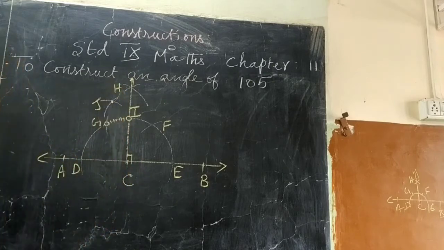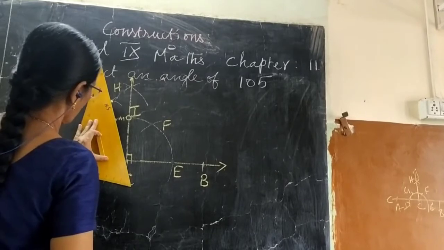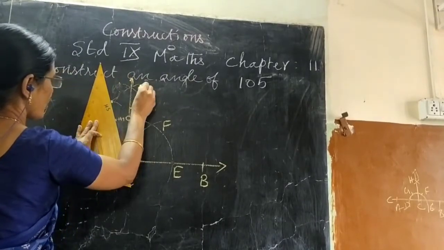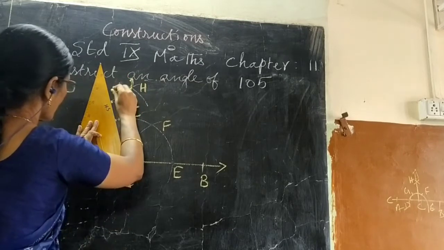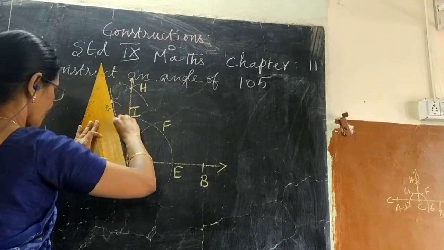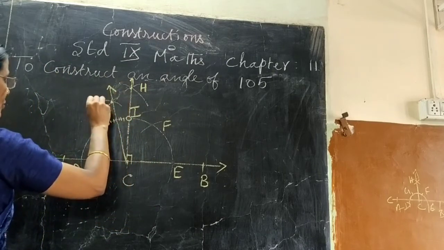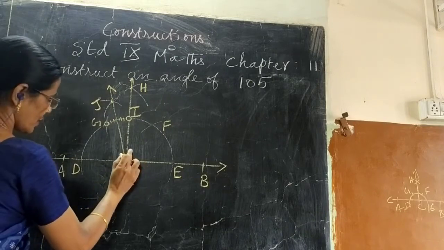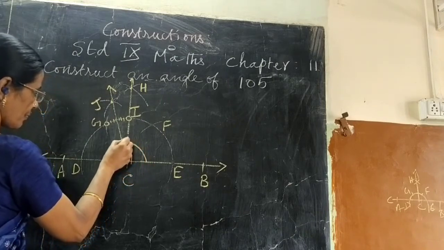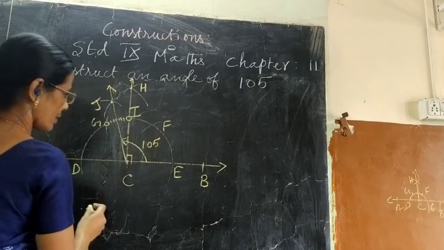Going to draw ray CJ. This point is H. This is J. So if you measure this angle, this will be 105 degrees.